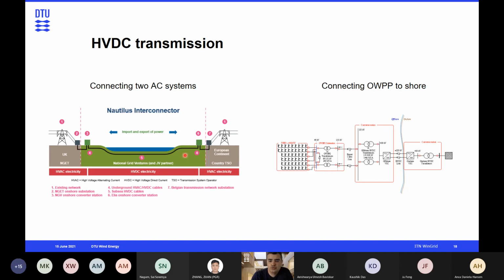or of course for connecting offshore wind power plants to shore, which is pretty similar to this one, but on one end it's not onshore or another AC system, but the offshore wind power plant, which is connected to the offshore HVDC converter, and then transmitted to shore and connected to the main AC system.